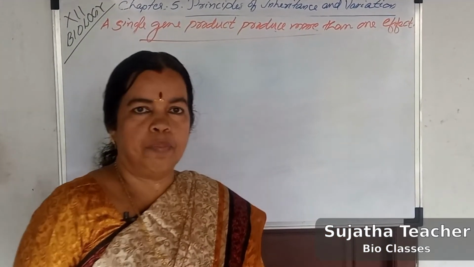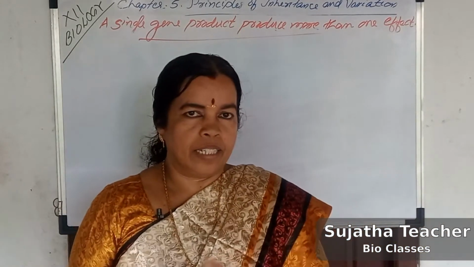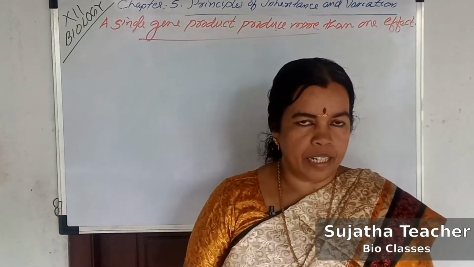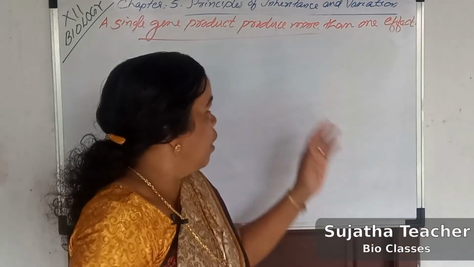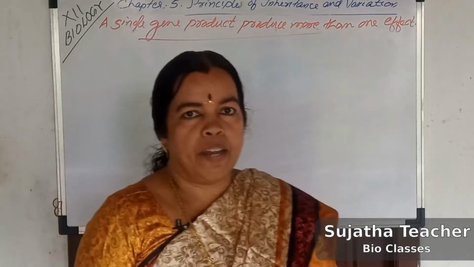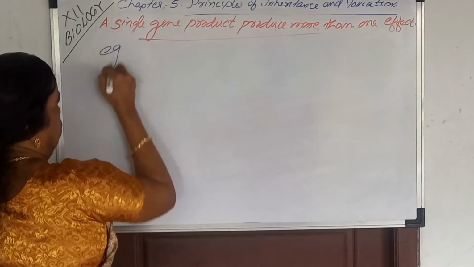We continue that chapter. You have learned in the last class that one gene has three alleles, that is multiple alleles, which governs one character, that is blood group. Here, the next case: one gene product produces more than one effect. Example, starch synthesis in pea seeds.